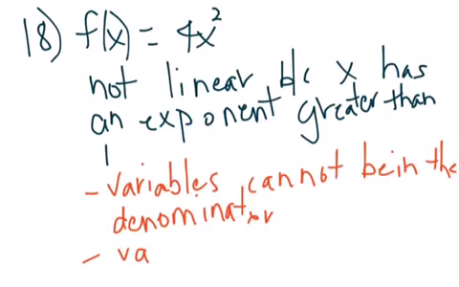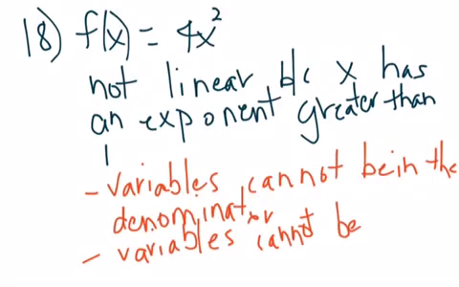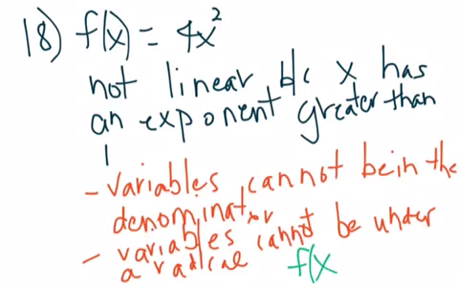And variables cannot be under a radical. Which also gives you the answer to number 22, which has f of x equals square root of x plus 3. This one is also not linear because the variable is under the square root.